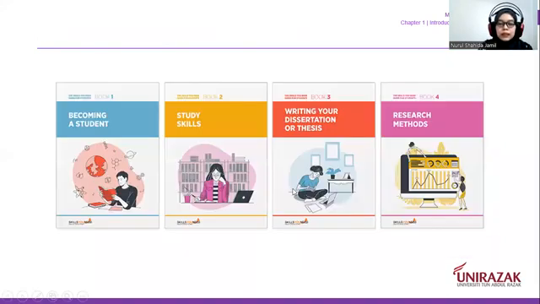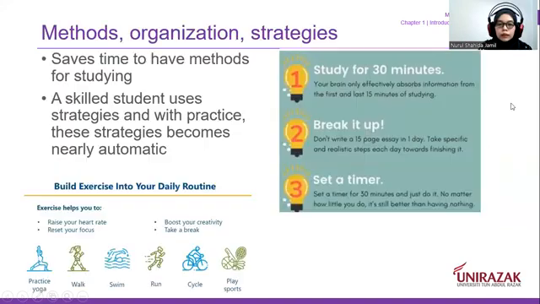Okay. This is also becoming a student. Becoming a student should come with study skills, like writing your dissertation or thesis and finding a good research method. Okay, methods, organization, strategies: save time by having methods for study. A skilled student uses strategies and, with practice, improves.